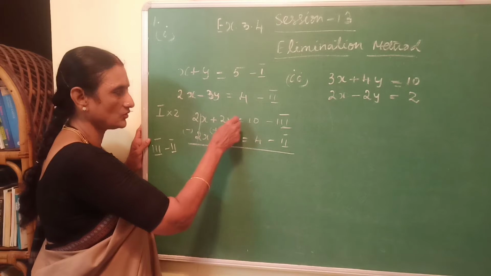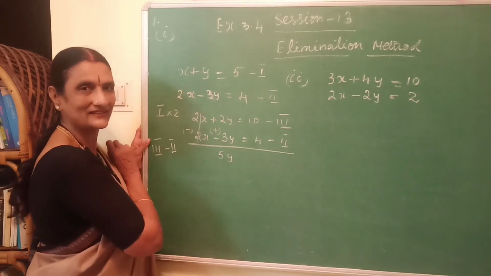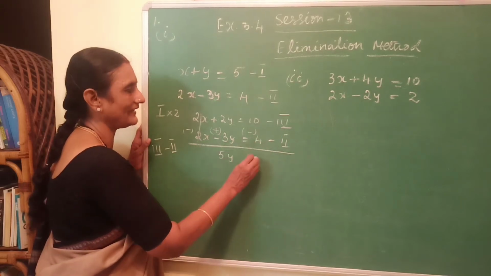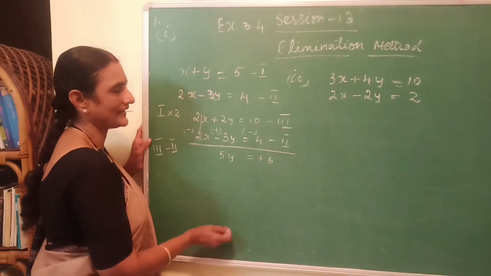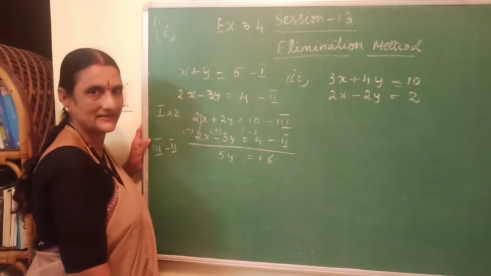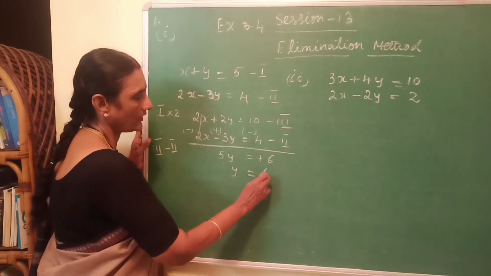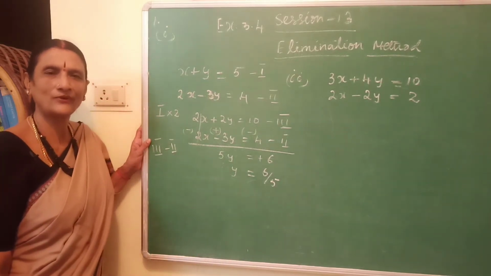So, I will get 2y plus 3y giving you 5y. Is that clear to you? Now, here 10, and then changing the sign, I will get plus 6. 10 minus 4 will give you 6. Is that clear to you? So, from this I get y is equal to 6 by 5. Is that clear to all of you?